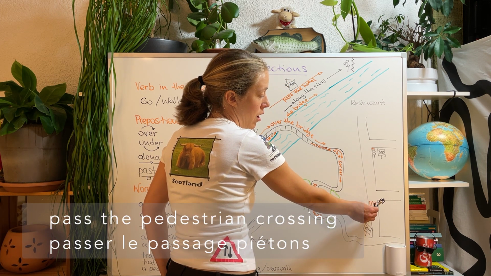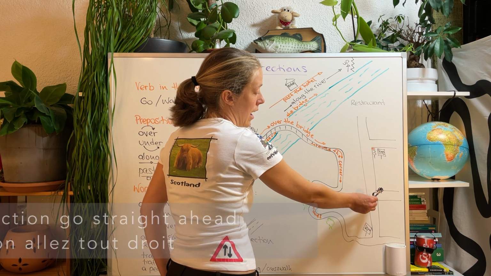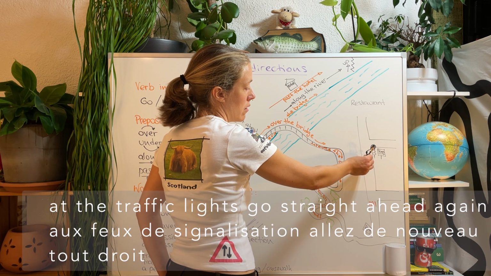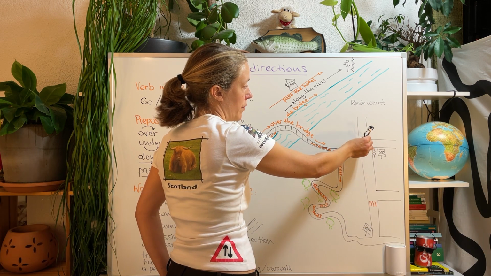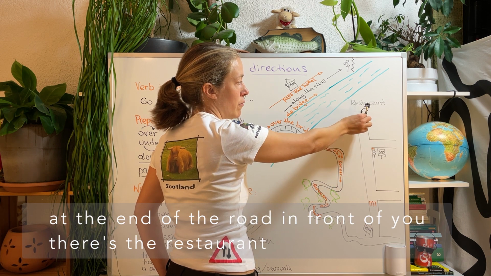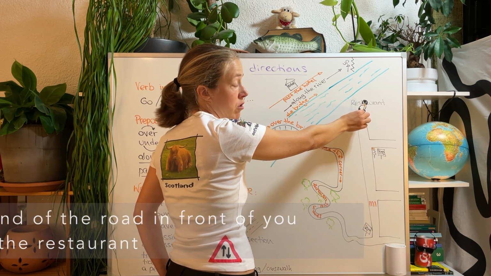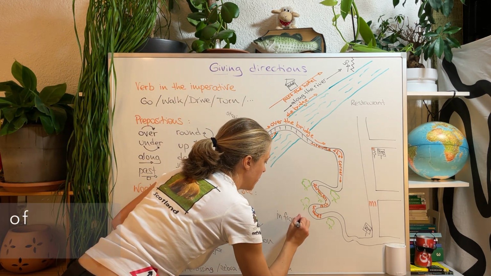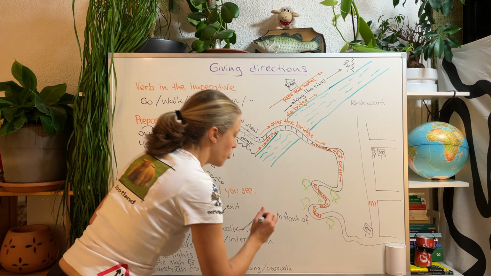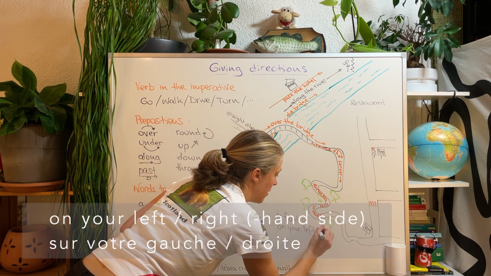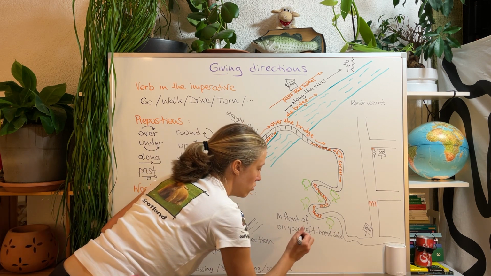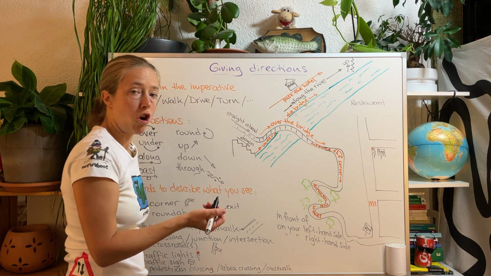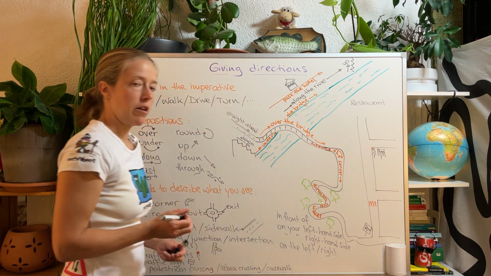pass the pedestrian crossing. At the intersection, go straight ahead. At the traffic lights, go straight ahead again. And at the end of the road, in front of you, there's the restaurant. So I used another word, it's in front of, c'est devant. You could have on your left-hand side, ça va votre gauche, or on your right-hand side, ça va votre droite, or on the left, or on the right.